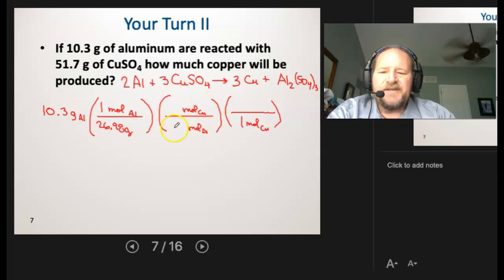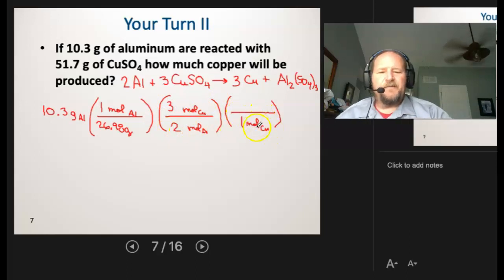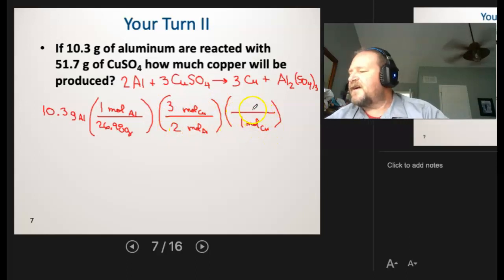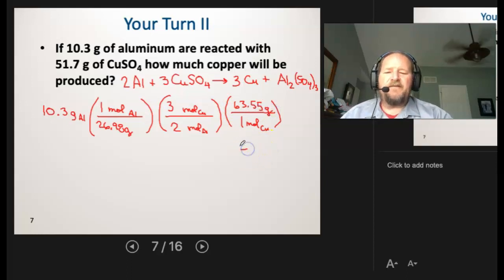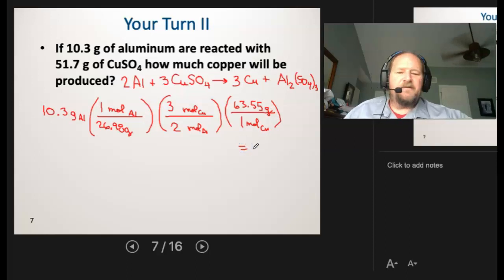So now we can see we're going to have 2 moles of aluminum is going to make 3 moles of copper. And then for my last step, I'm going to go back to the periodic table, and copper has a mass of 63.55 grams. All right, now we're ready to run that calculation. So I'm going to grab a calculator.